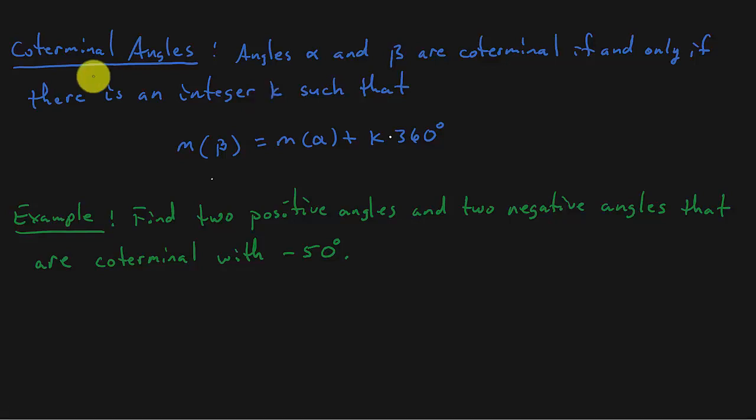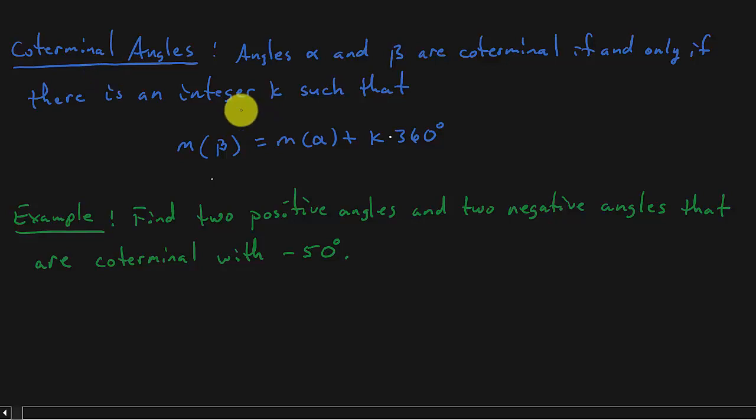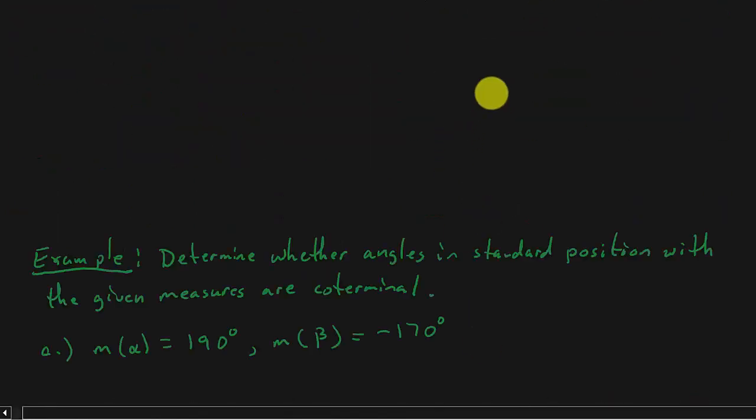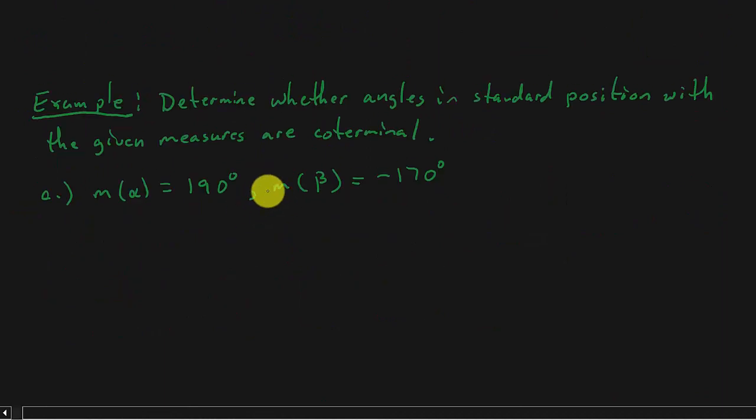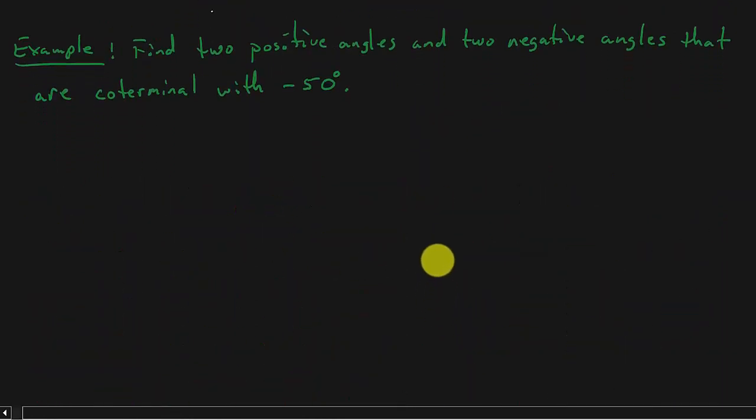But the important part in this definition is that angles alpha and beta are coterminal if and only if there is an integer k such that this is true. That's the important term there, an integer. And I'll explain that in more detail when we get to that example. It'll be this example right here. But first, let's look at this. It says, find two positive angles and two negative angles that are coterminal with negative 50 degrees.